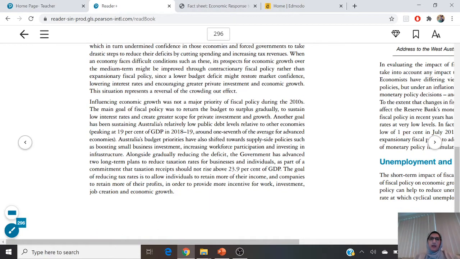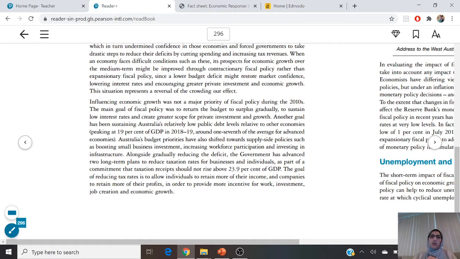Apart from that, influencing economic growth was a major priority of fiscal policy during the 2010s, and that's a major priority right now as well. The main goal of fiscal policy was to return the budget to surplus gradually, and it basically took us 10 years to come to a surplus. So we were recovering from the GFC, and up until 2019, it took us that long to actually recover to a surplus.